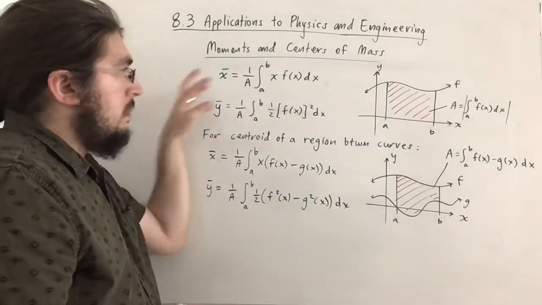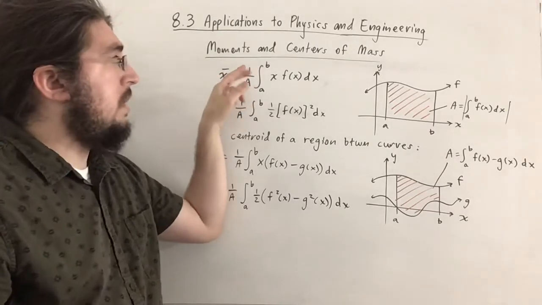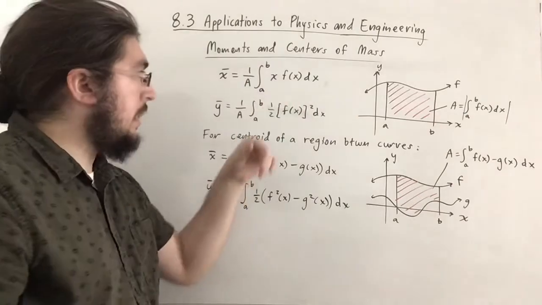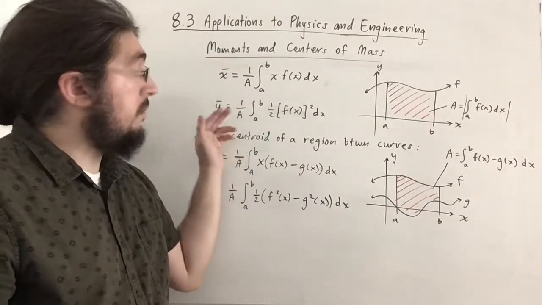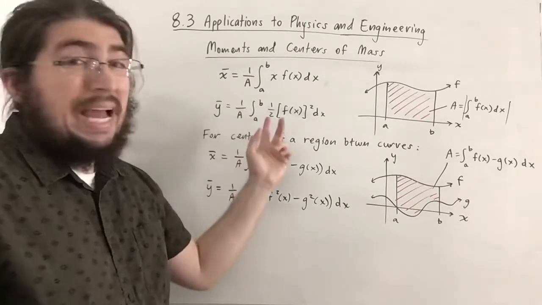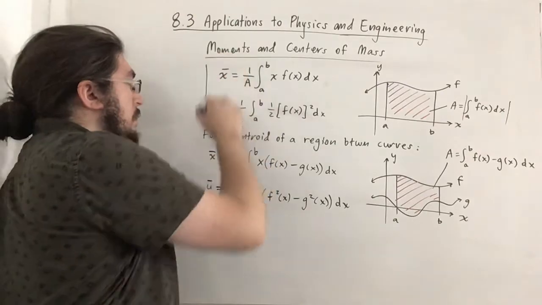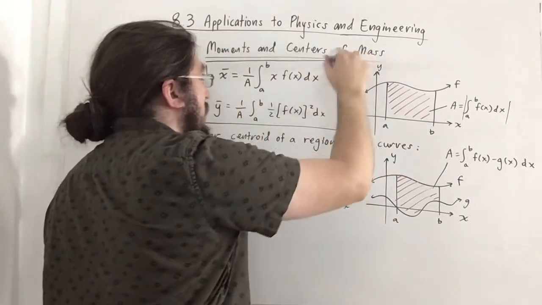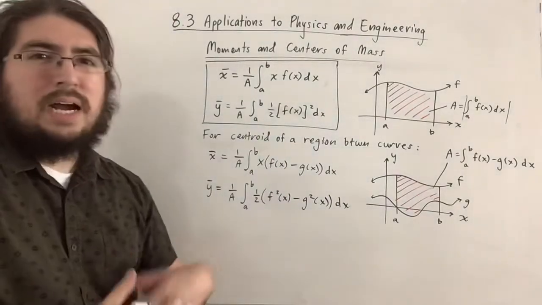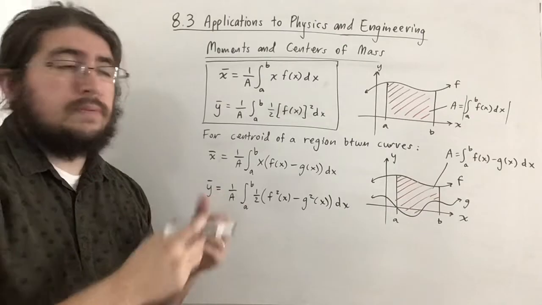Now, notice the results here. x bar is 1 over the area times the integral from a to b of x times the function, dx, and y bar is 1 over the area times the integral from a to b of 1/2 times the function squared, dx. I think this is a pretty nice result. Now, I didn't actually show the mathematics of why this is true. It comes from the formula I showed of moments of mass, that is, balanced when the moments of masses are equal.